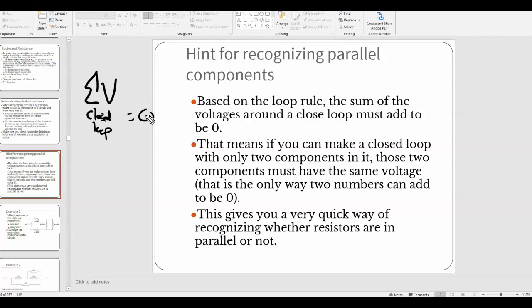And so that gives you a really quick way of assessing whether or not resistors are parallel or not. If you can just look at the circuit and in your mind make a closed loop that only has 2 things in it, those 2 things must be parallel. Okay, so make sure you add that to your notes, and we're going to do some examples of equivalent resistance.